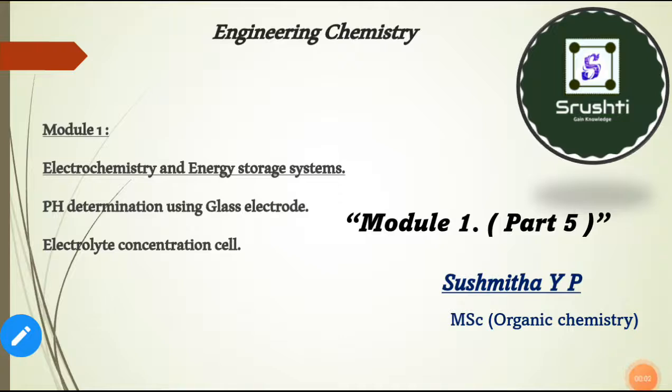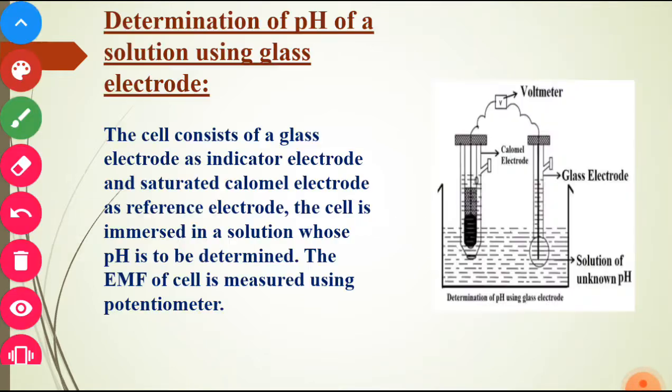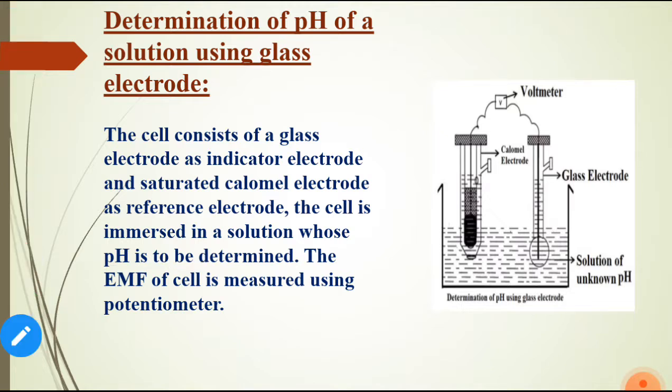Hello everyone. In this session, we have to study the pH determination by using glass electrode and electrolyte concentration of the cell. How do we determine the pH of a solution by using a glass electrode? For this we have taken two electrodes. One is the glass electrode. This is the glass electrode. Another we have taken is a calomel electrode.